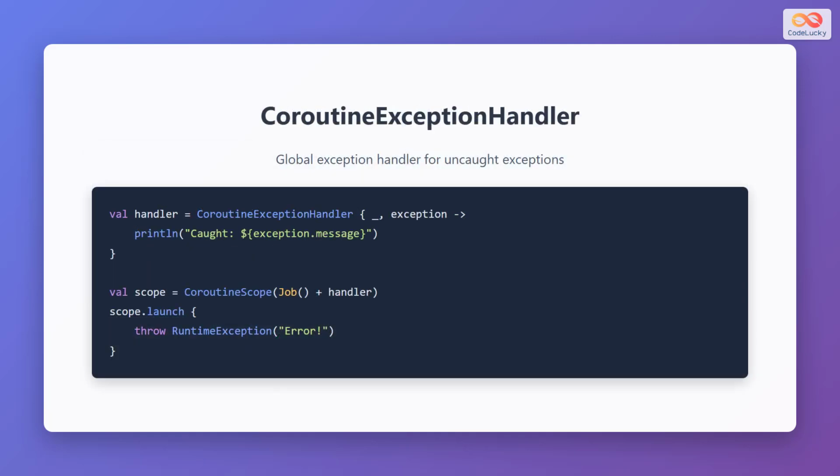For global exception handling, Kotlin Coroutines provide the CoroutineExceptionHandler. This is a special handler that catches uncaught exceptions in your coroutines. In this example, we create a handler that prints the exception message when an exception occurs. We then create a CoroutineScope with a job and attach our handler to it. When we launch a coroutine in the scope that throws an exception, the handler catches it and executes our custom logic. This is useful for logging errors or showing user-friendly messages.